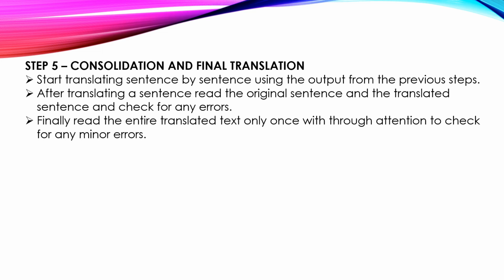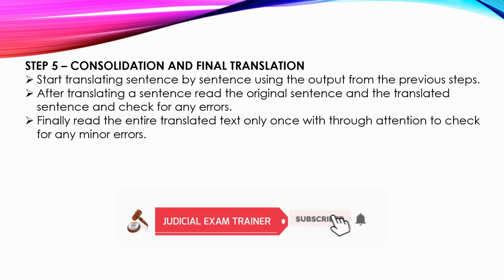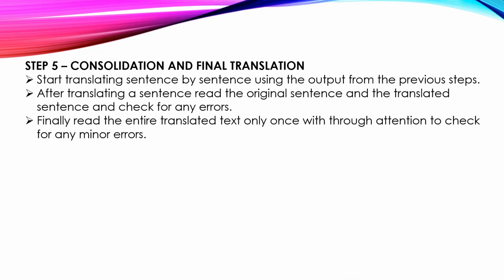After translating a sentence, read the original sentence and the translated sentence and check for any errors. If there are any errors, you can correct them immediately. Then after doing it sentence by sentence, when you have translated the entire text, read the entire translated text only once, because you have already corrected sentences. So the possibility that something could go wrong is very negligible. But you need to read it once with thorough attention to check for any minor errors which could have crept in by mistake. So this could help you in finalizing the translation in a perfect manner.